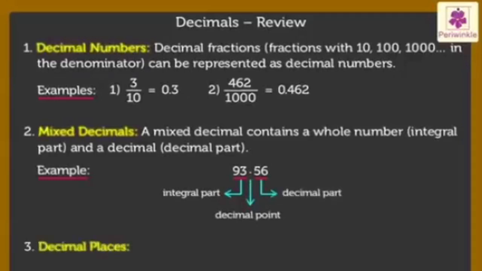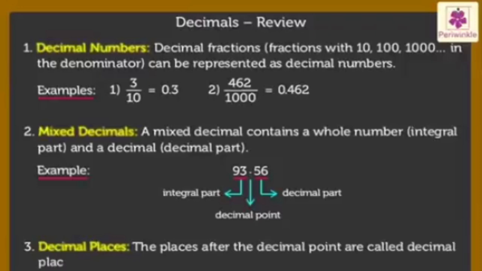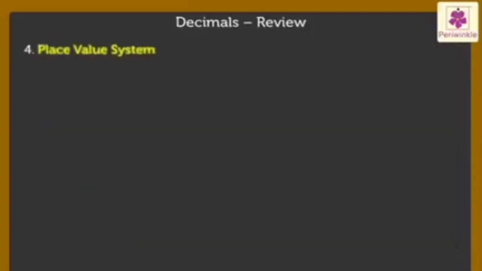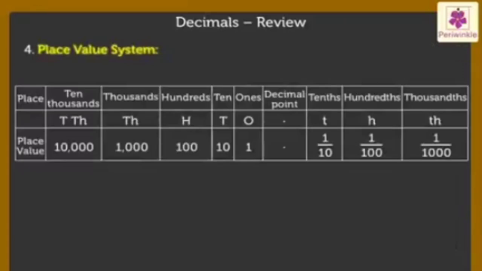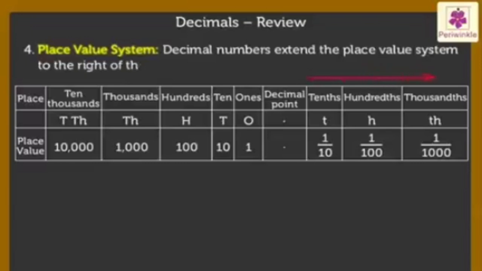Decimal places. The places after the decimal point are called decimal places. The number 7.58 has 2 decimal places. The number 0.391 has 3 decimal places. Place value system. The table here shows that decimal numbers extend the place value system to the right of the ones place.